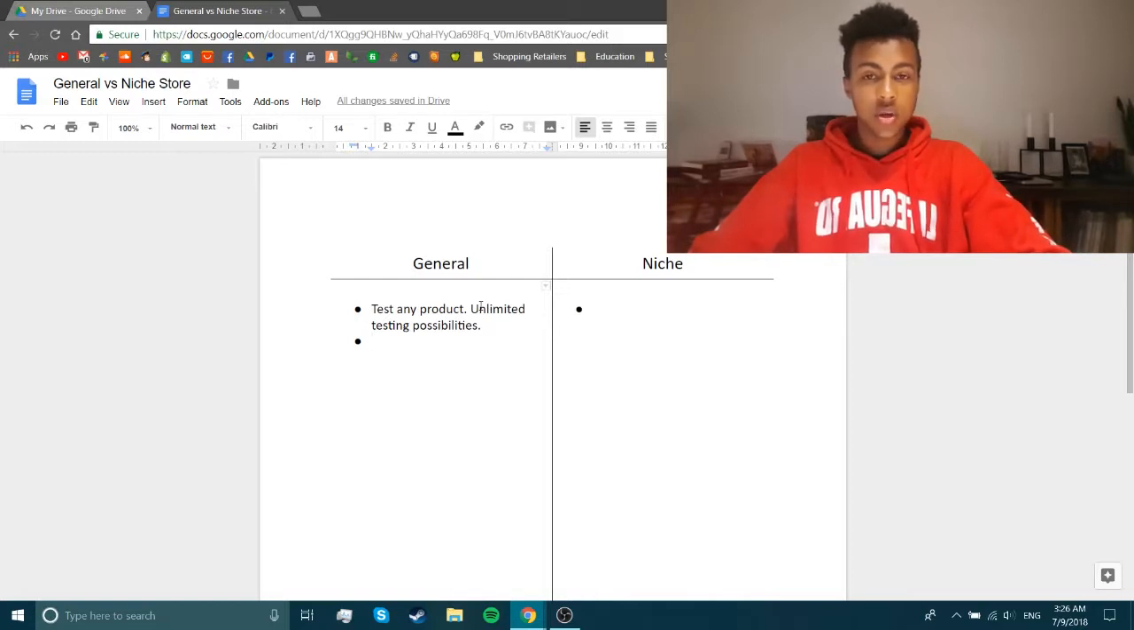Because with a general store, you're not confined to your niche. You can sell toilet paper, toothbrushes, video games, and think of it like Walmart, right? There's literally everything in Walmart. They're selling all kinds of things.